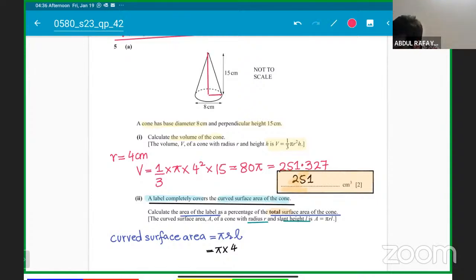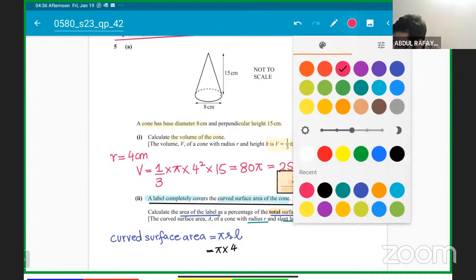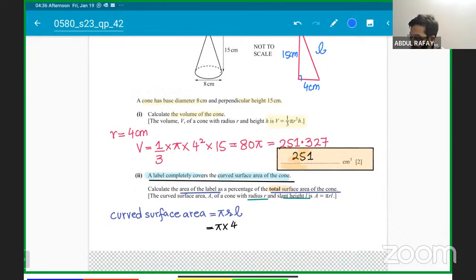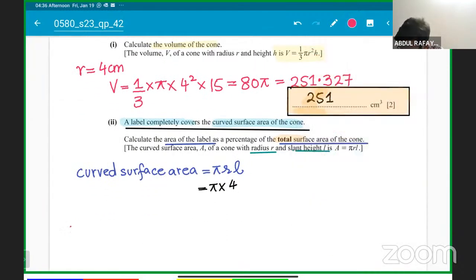And this is the base, that is the radius, that is 4 centimeter. So follow carefully, make sure no mistakes are made. It's very simple. All this is how it is always found out. 15 centimeter, 4 centimeter, 90 degree. This is called the slant height. Okay, everyone getting it? So make sure you find the slant height.